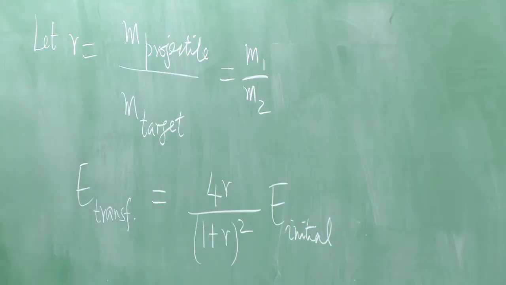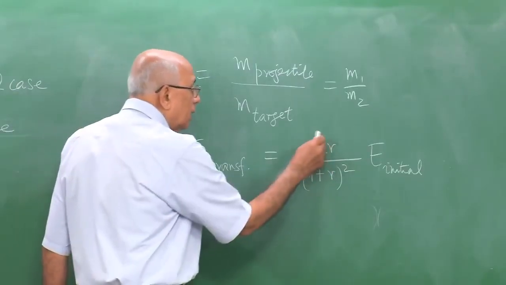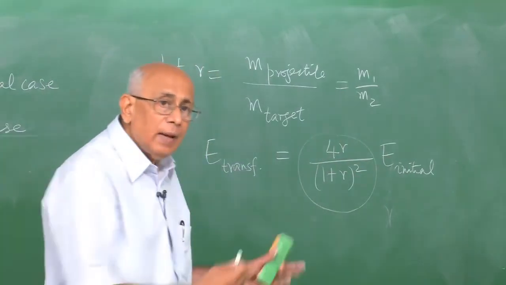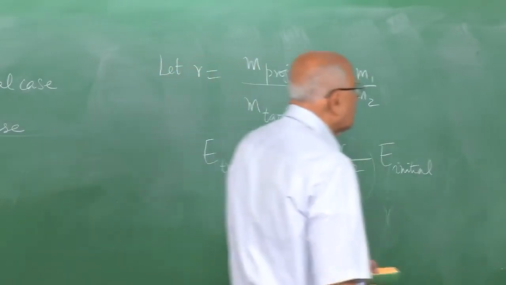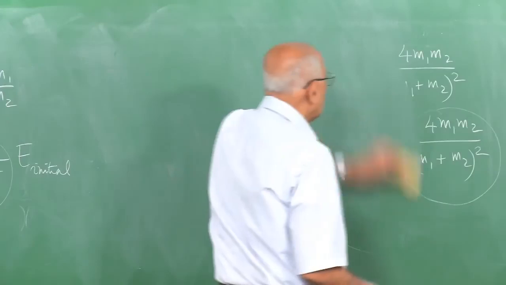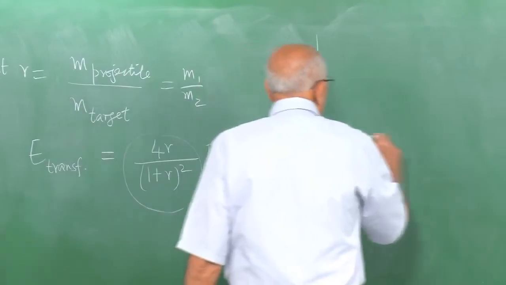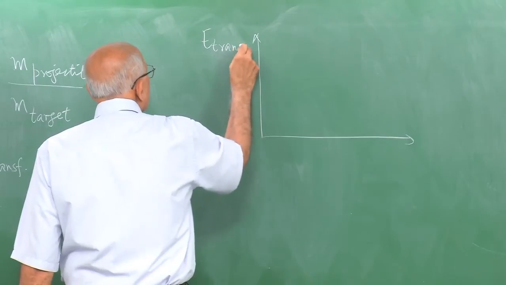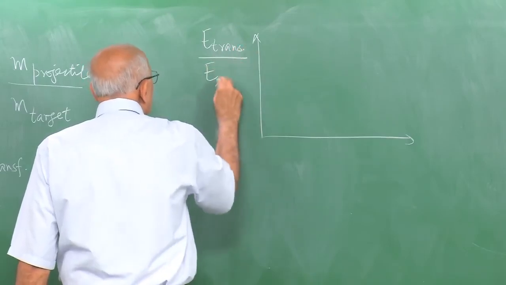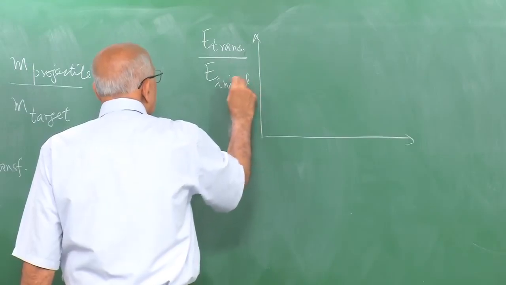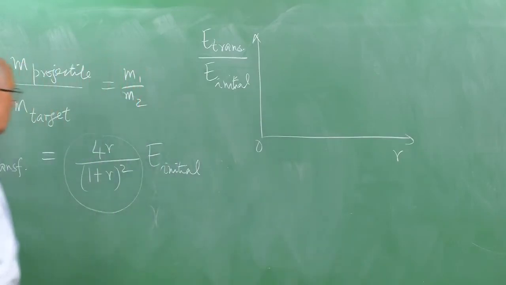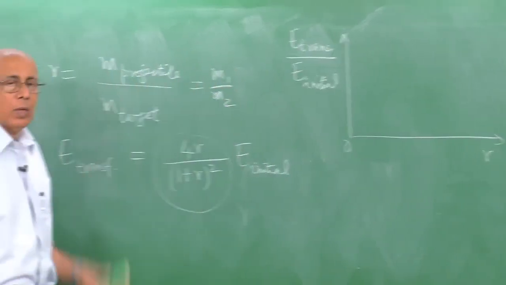So in terms of this ratio, the energy transferred is this quantity multiplied by the initial energy. So all we have to do is to examine what this quantity looks like for various values of r. R is a ratio of masses and therefore it's non-negative. So let's plot E transferred divided by E initial, this ratio, as a function of r from 0. We need to plot the quantity 4r over 1 plus r squared.